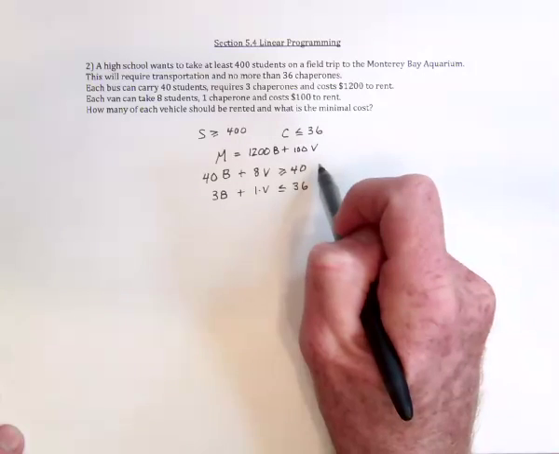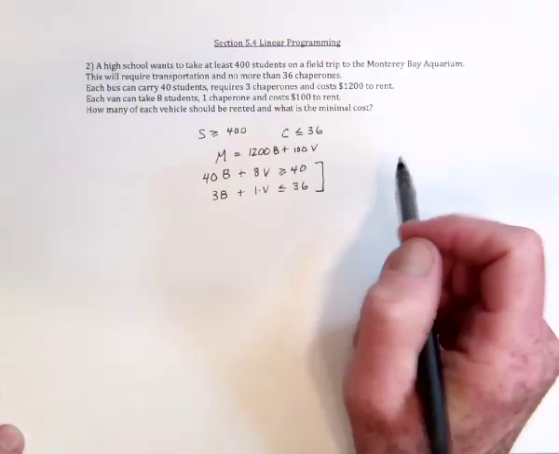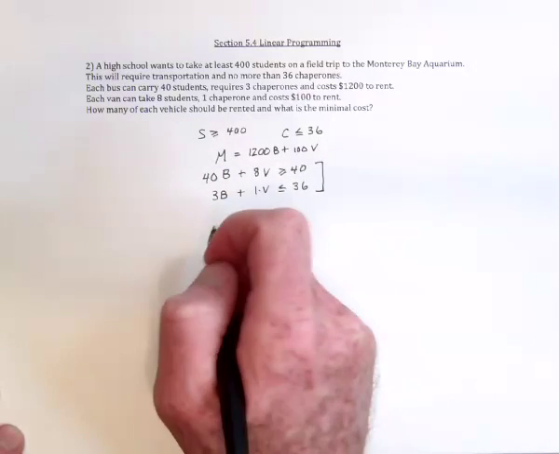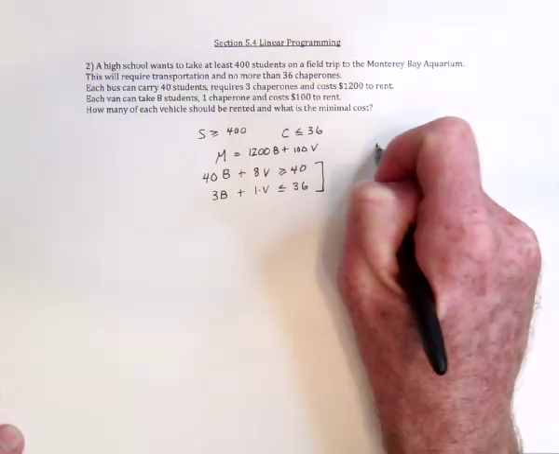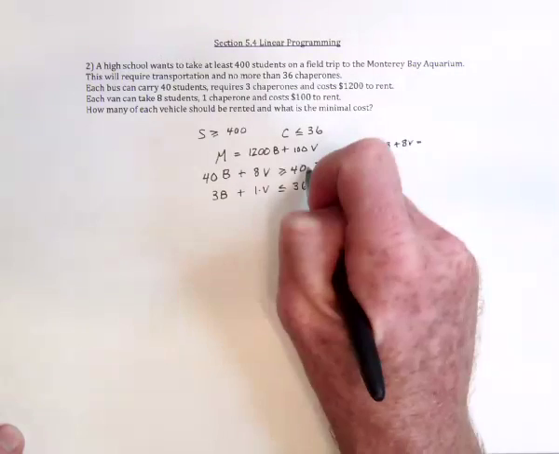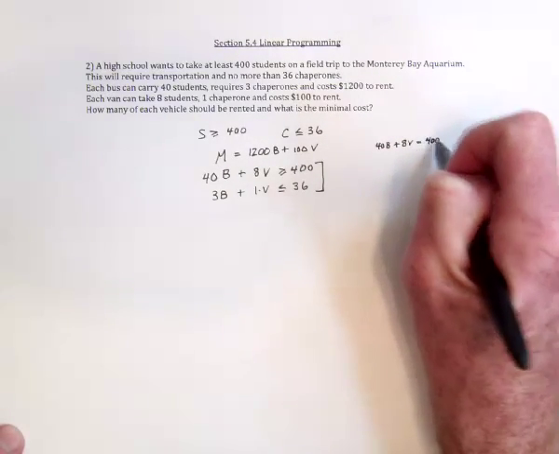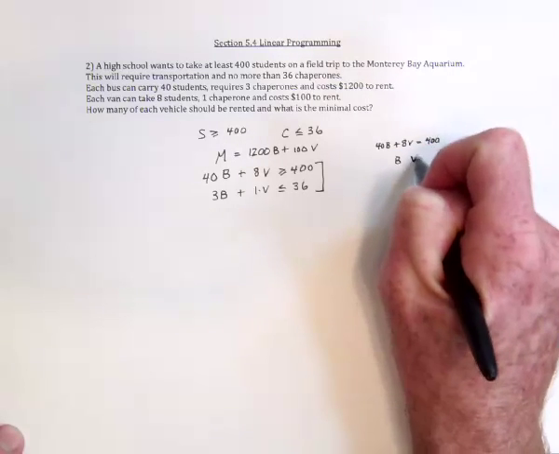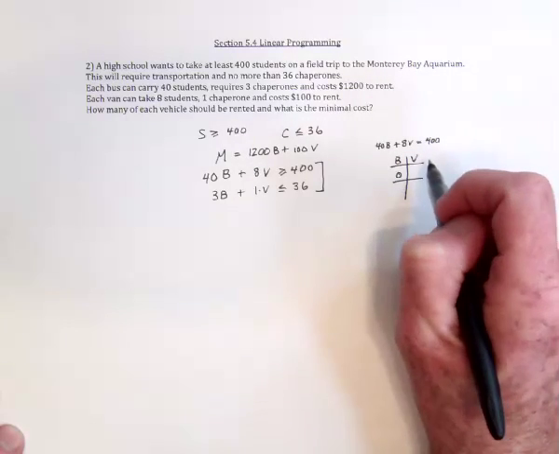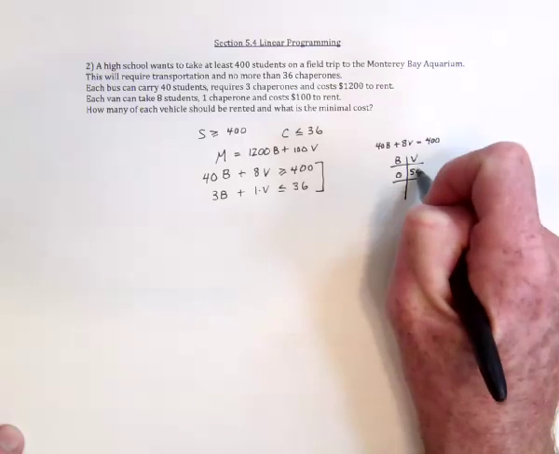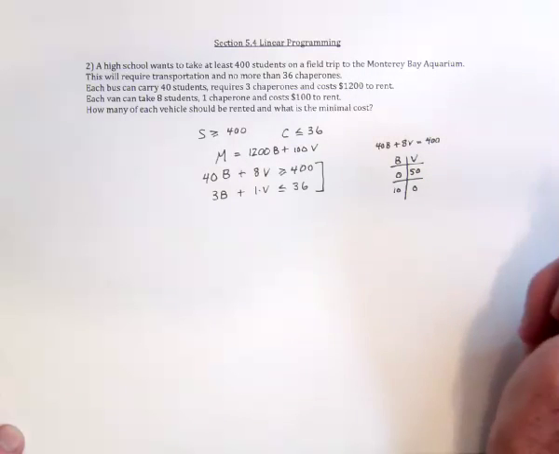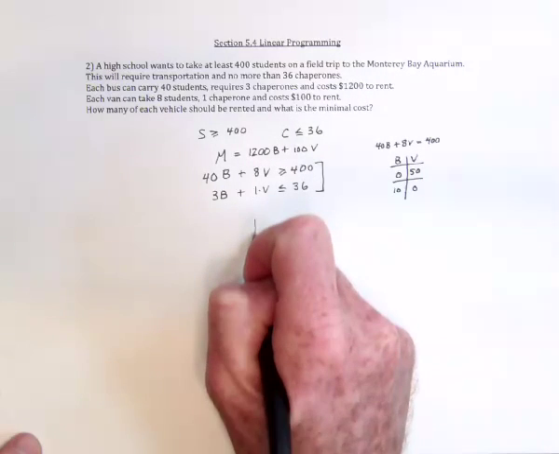So next we need to find out what this region is, and then find the corners of the region, and we'll find out the minimum for the money. So I'm going to make a table of values for each of these. So with 40B plus 8V equal to 400 students, if it was only vans that went, then it's going to require 50 vans. And if only buses went, it would be 10 of them. And now plot that information.